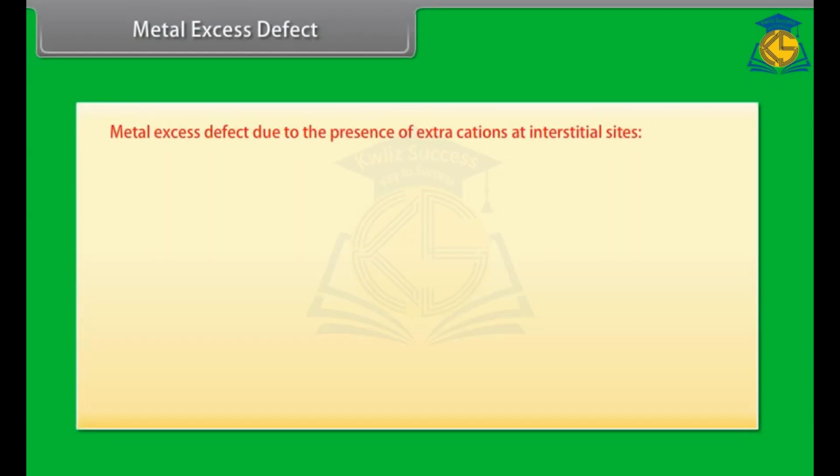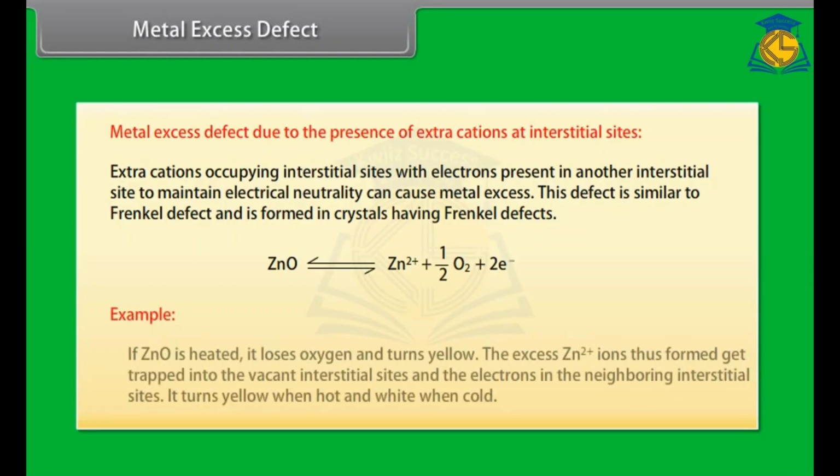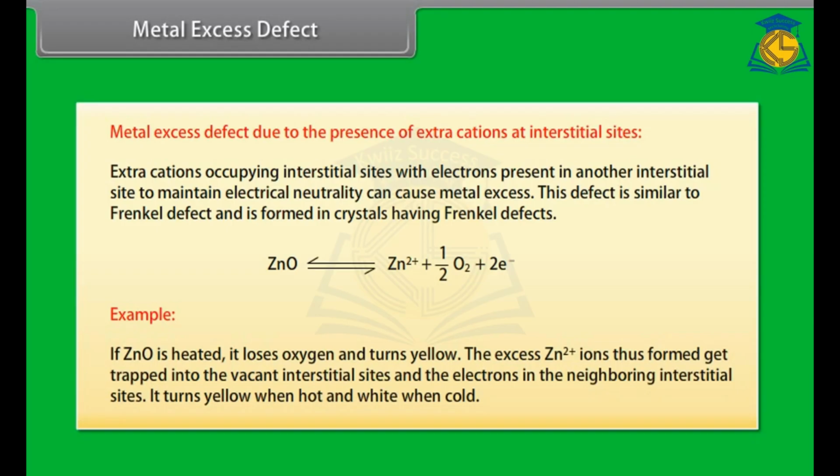Metal excess defect due to the presence of extra cations at interstitial sites. Extra cations occupying interstitial sites, with electrons present in other interstitial sites to maintain electrical neutrality, can cause metal excess. This defect is similar to Frenkel defect and is formed in crystals having Frenkel defects. Example: if ZnO is heated, it loses oxygen and turns yellow. The excess Zn2+ ions thus formed get trapped in the vacant interstitial sites, and the electrons in the neighboring interstitial sites. It turns yellow when hot and white when cold.